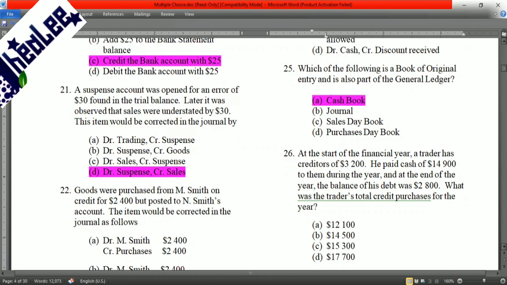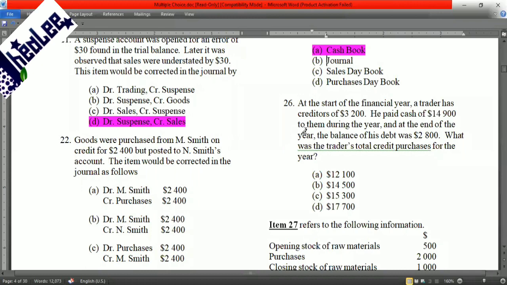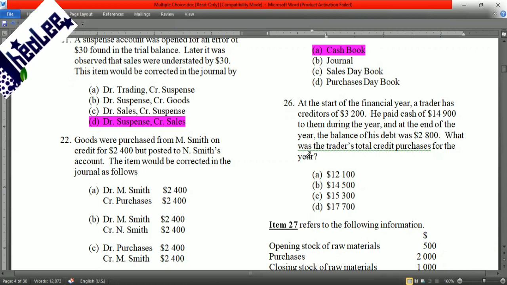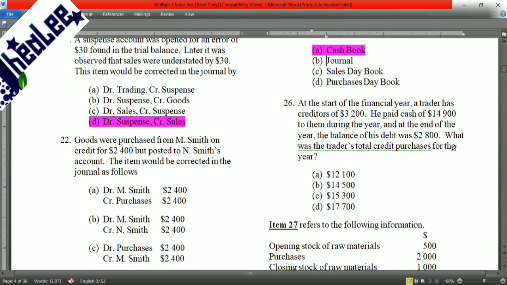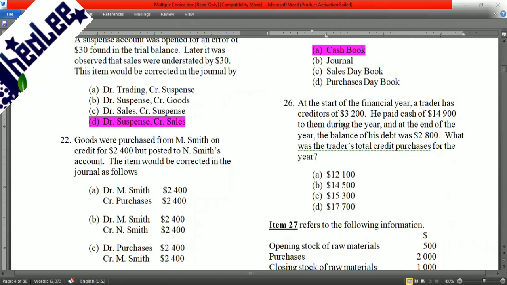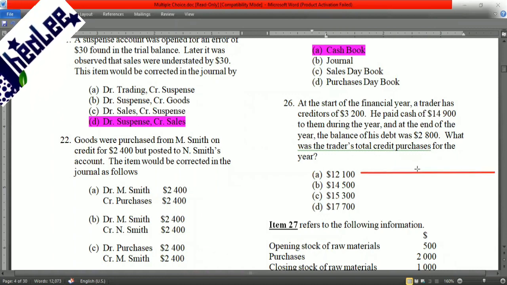ledger. Number 26. At the start of the financial year, a trader has creditors of 3,200. He paid cash of 14,900 to them during the year. At the end of the year, the balance of his debt was 2,800. What was the trader's total credit purchases for the year? And tell you what, the concept that you're going to use to respond to this is your control account knowledge. So that is the concept that you're going to use to respond to this question.